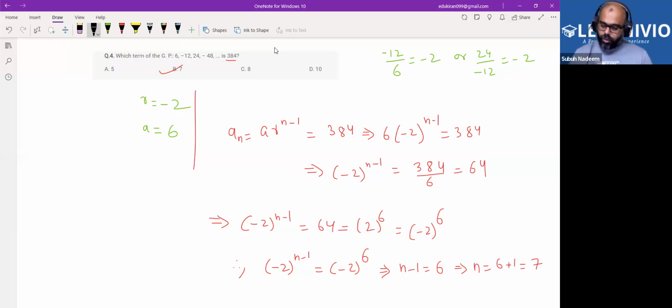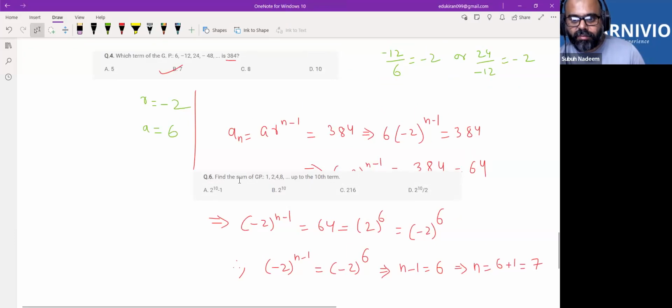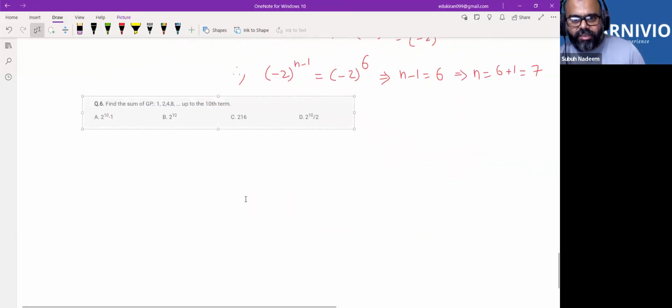Finish, sir. Okay. Try this question. Find the sum of the GP 1, 2, 4, 8, and so on up to the 10th term.